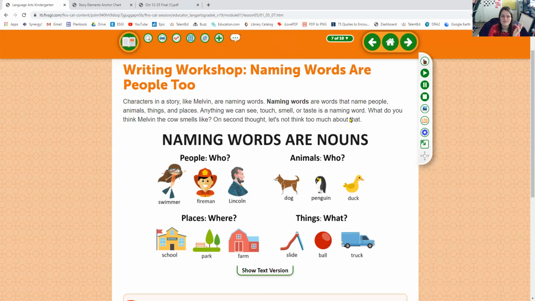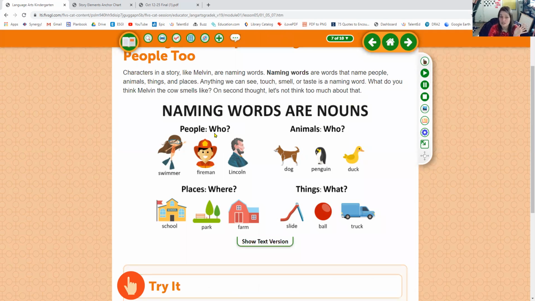Okay, so naming words are nouns. People, a swimmer is a noun, a fireman or Abraham Lincoln, or you are a noun.